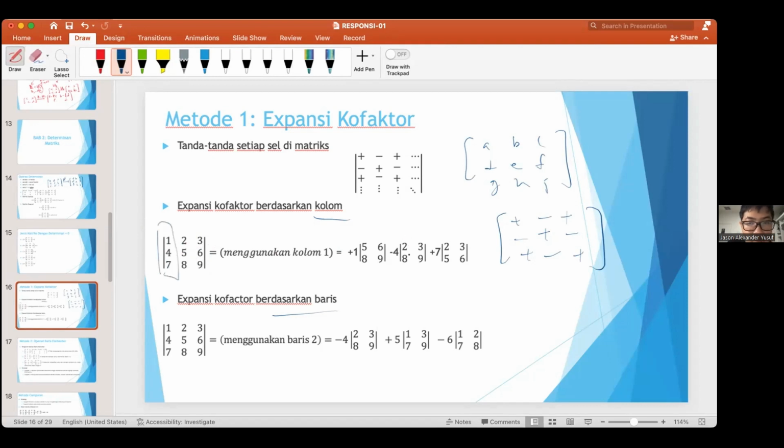Now, the same goes for the next one. How do I get 2, 3, 8, 9? Just cover the second row. You see? 2, 3, 8, 9, and so on. Now, how do I determine the sign? From the plus minus matrix. Since we're doing it based on column 1, this is what we're using. Okay.